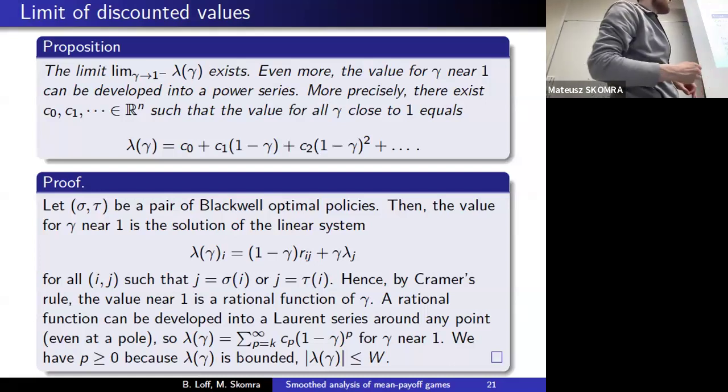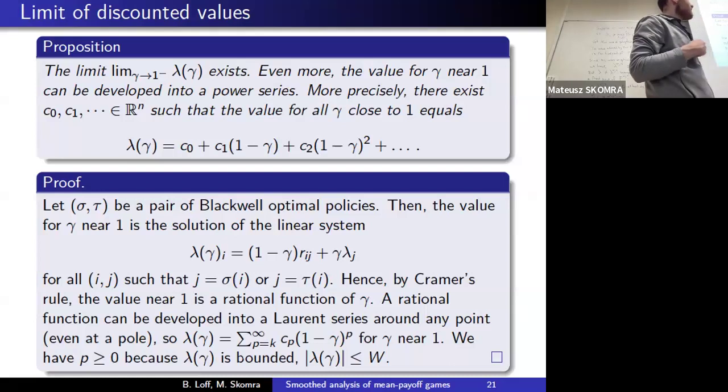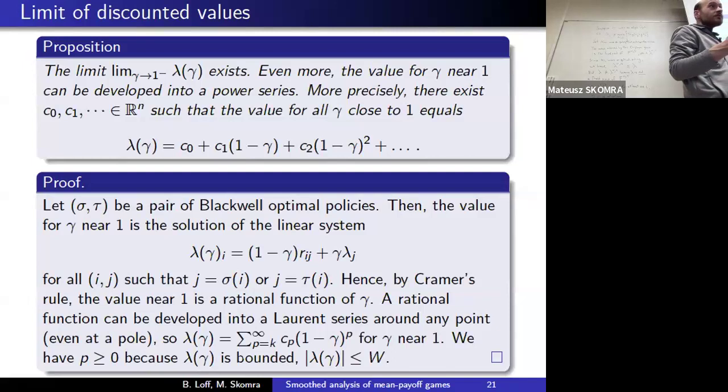So let us see why this is true. Let us take a pair of Blackwell optimal policies. The value given by this pair is the value of the game because they are optimal. But the value is a solution of a linear system, as we have seen. The discount factor changes, but it is above the Blackwell threshold. So by Cramer's rule, the value near one is a rational function of gamma, because the solution of the system is a determinant divided by a determinant, and these determinants depend on gamma.